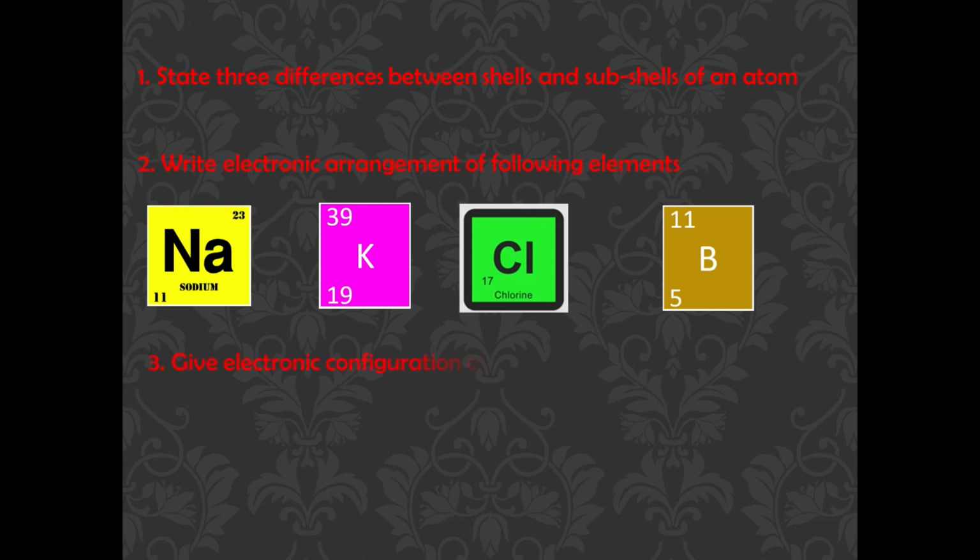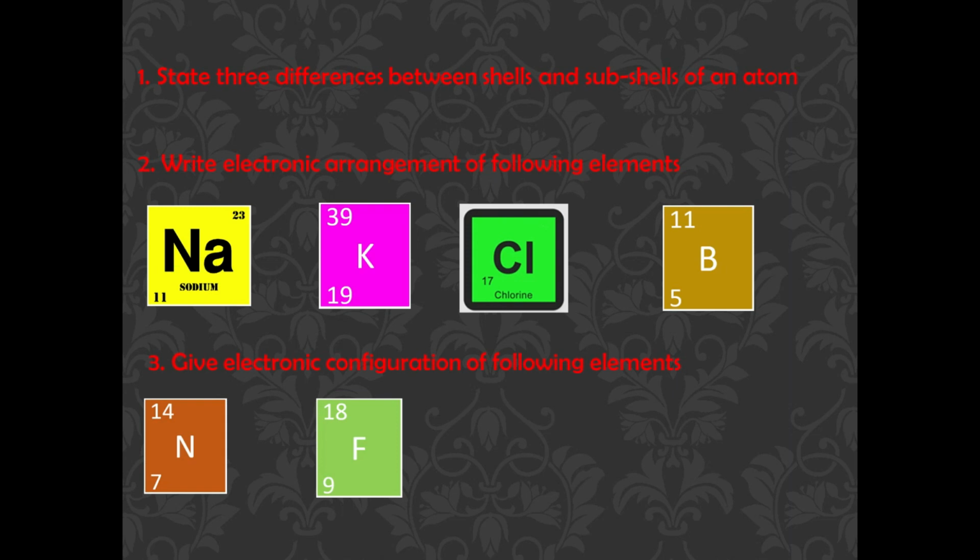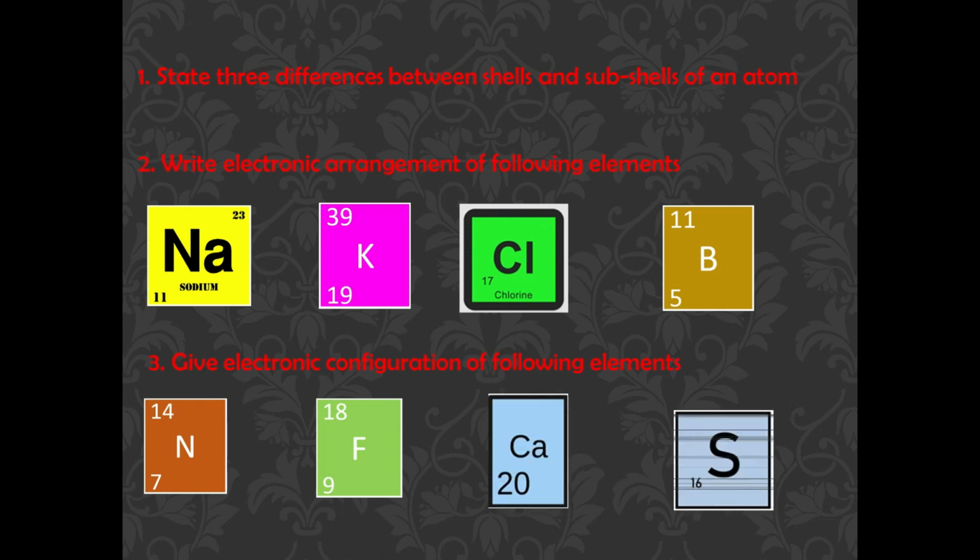Third question for your homework is: give electronic configuration for the following elements. Now you have to write configuration SPDF for these elements. Nitrogen with 7 electrons, fluorine with 9 electrons, calcium with 20 electrons and sulfur with 16 electrons.